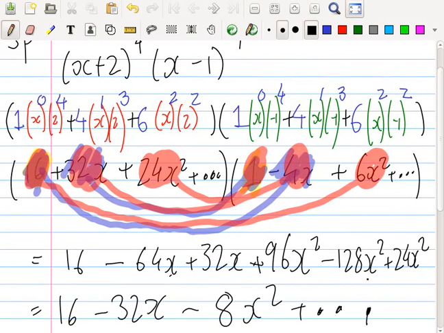Okay, I'll scroll up a bit. Well, that's actually all of it there. So write that down, please. Write it down.